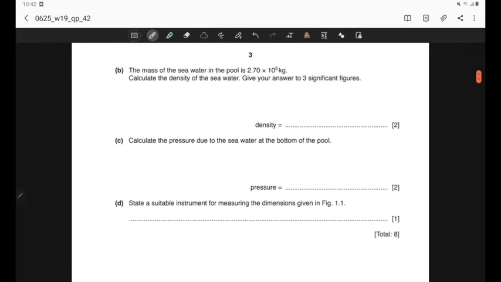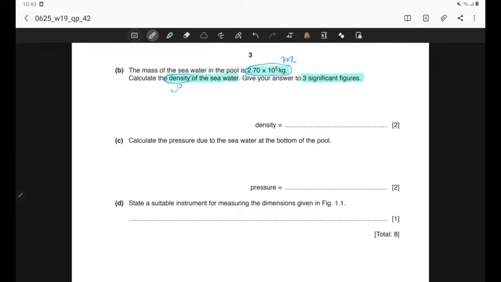Part B. The mass of the seawater in the pool is 2.70 into 10 to the power 5 kilogram. Calculate the density of the seawater. Give your answer in 3 significant figures. So here we have mass and volume, we have already calculated. You need to calculate density rho.